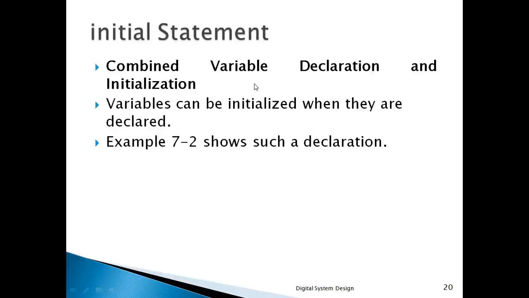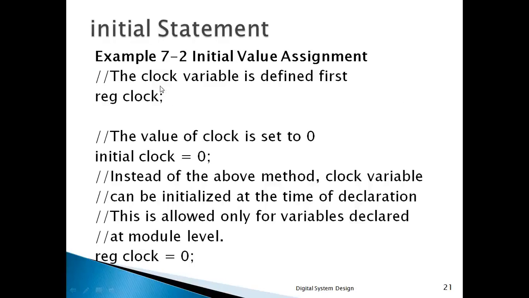Combined variable declaration and initialization. Variables can be initialized when they are declared. Example 7.2 given in the next slide shows such a declaration. Here this example is related to initial value assignment. The clock variable is defined first. Here this is the reg data type, and here initial is used to assign the value 0 to the clock.